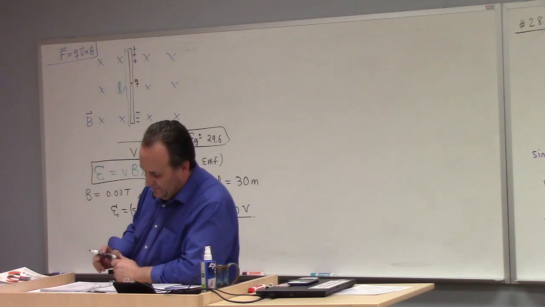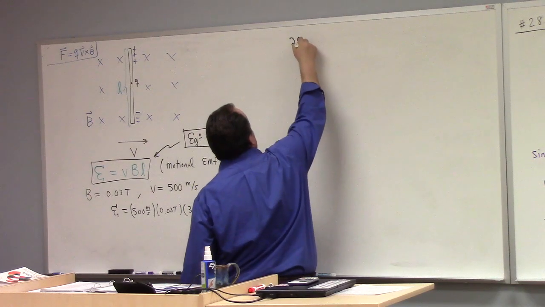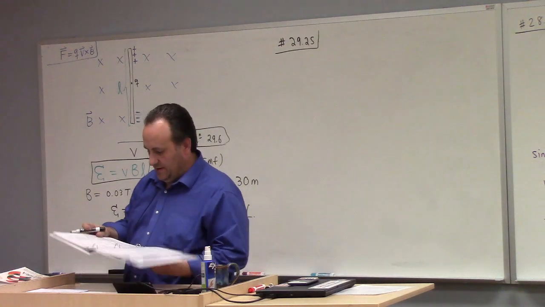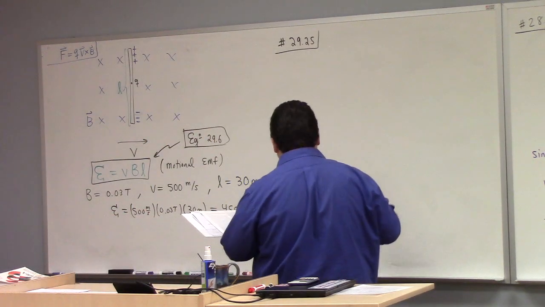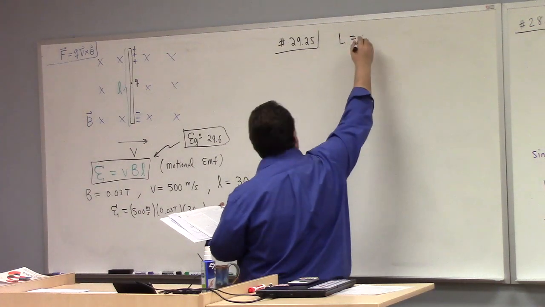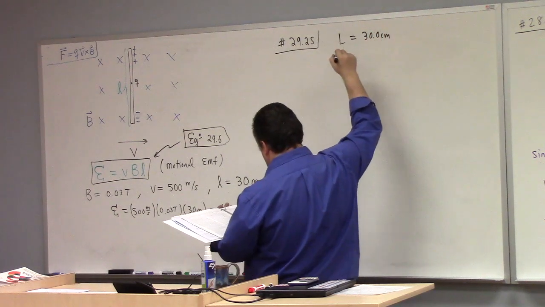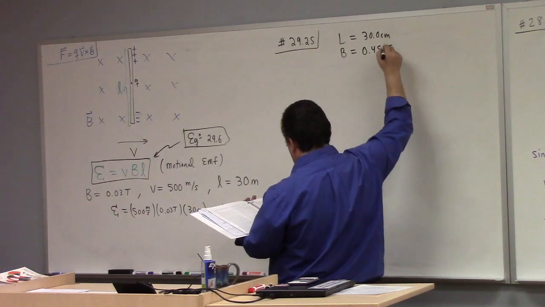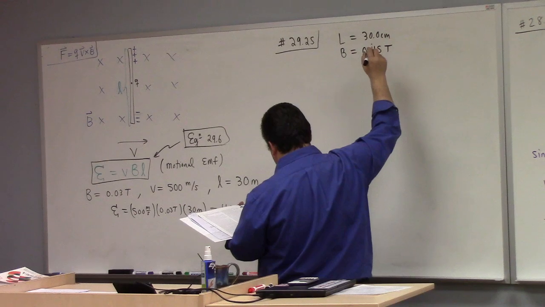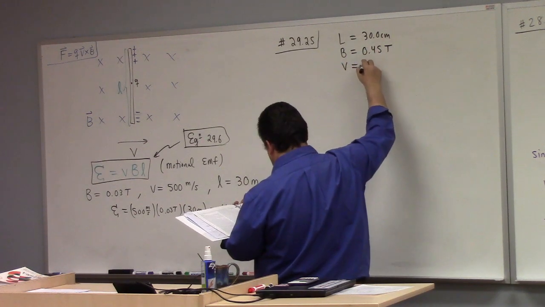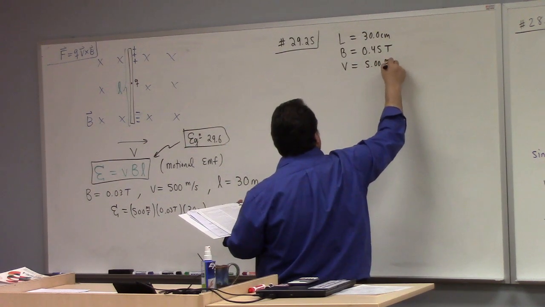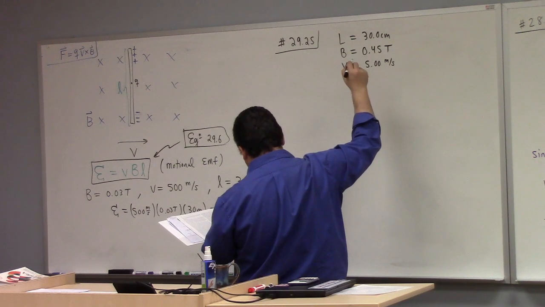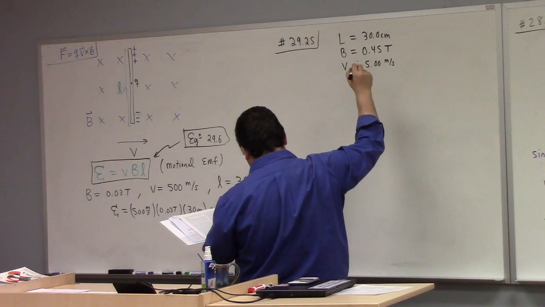So 29.25 is one of these. 29.25 is such a problem. Here we have a conducting rod. The length of the conducting rod is given to be 30 centimeters, and the magnetic field in play is 0.45 Teslas. It's directed into the plane of the figure, and the velocity of the rod is 5.0 meters per second. It asks, what's the potential difference between the ends of the rod? And then which point, A or B, is at the higher potential?